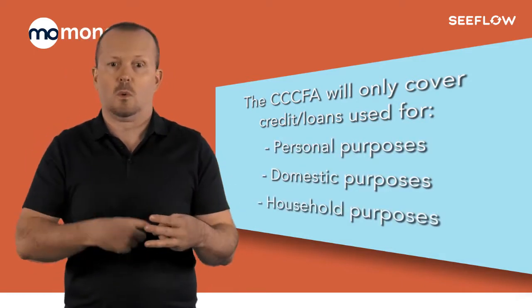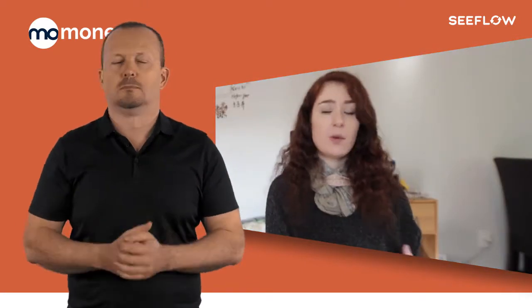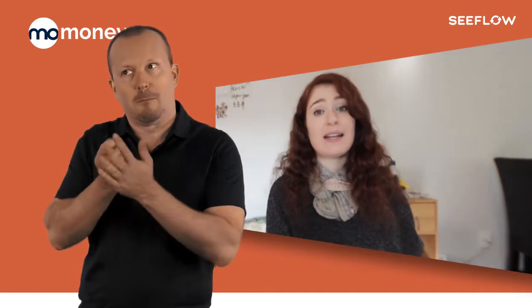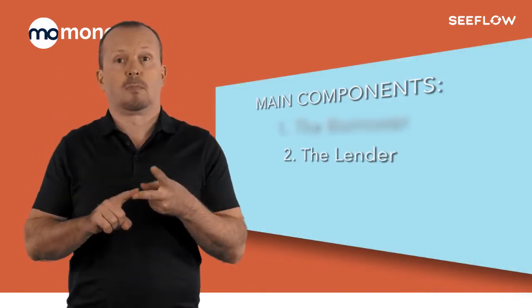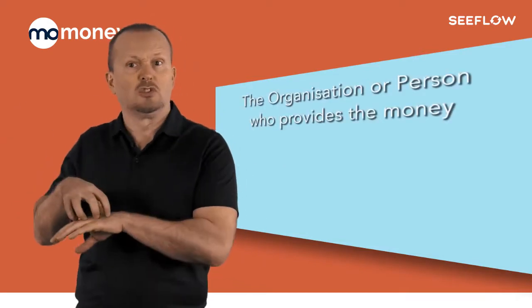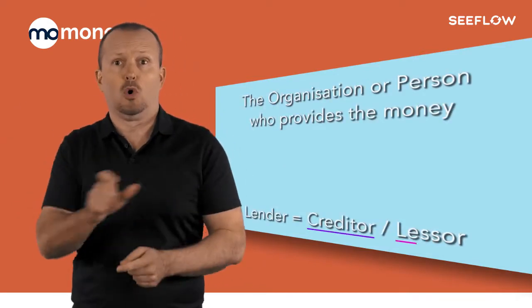As a borrower, you have to meet the terms of the contract. This will likely mean that you have a debt that you have to make payments for periodically until it's paid off. Number two, the lender. This is the organisation or person who lends the money. They may also be called creditors or lessors.